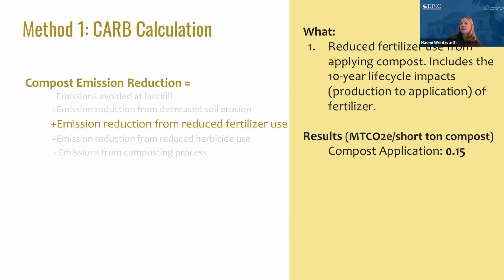Reduced fertilizer use. This is looking at how much less fertilizer you need to use if you're applying compost to land. It includes the 10-year life cycle impacts. So everything from producing the fertilizer, which is a really intensive greenhouse gas process, to application of fertilizer, which has a lot of nitrous oxide emissions that go into the air and water from unused fertilizer. Also found that this is 0.15 metric tons carbon dioxide per short ton applied.